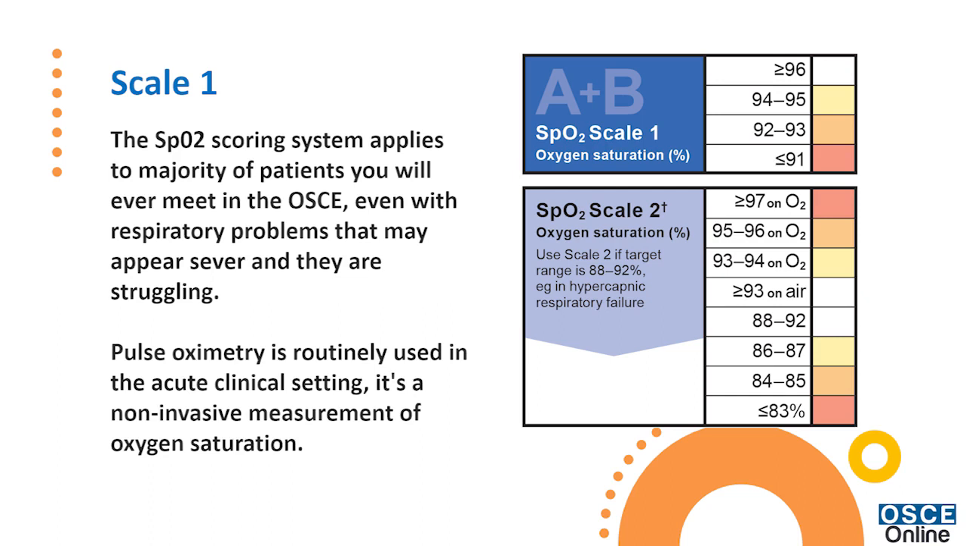A plus B, SpO2 scale 1, oxygen saturation percentage. SpO2 scale 2, oxygen saturation percentage. Use scale 2 if target range is 88 to 92%, for example, in hypercapnic respiratory failure. Only use scale 2 under the direction of a qualified clinician.